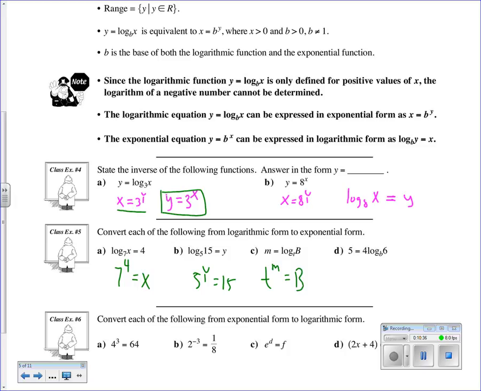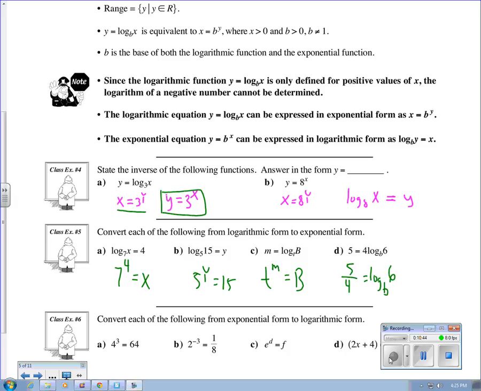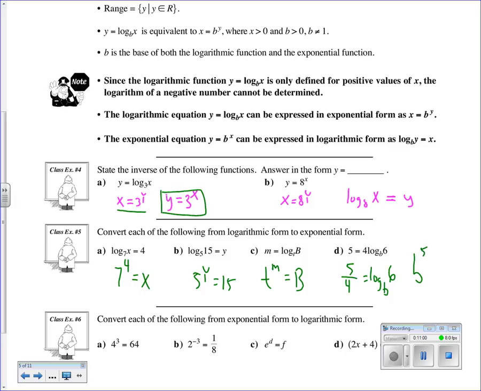And then I've got a weird one. I need to get that in the same format. Please watch my b's and sixes. They look remarkably the same. This would be b to the exponent 5/4. So b to the exponent 5/4 is equal to 6.